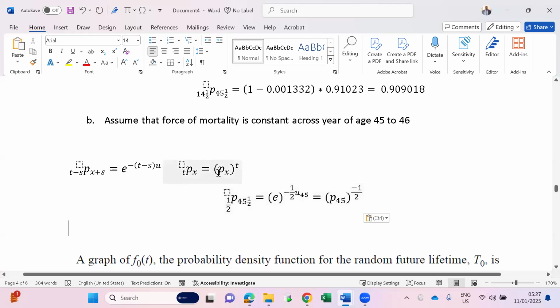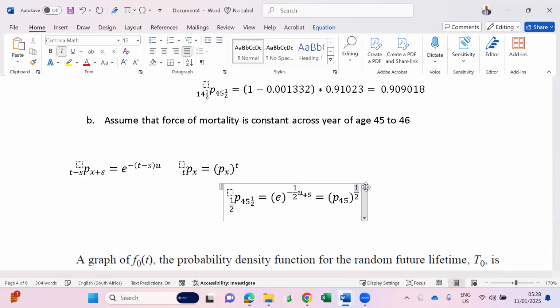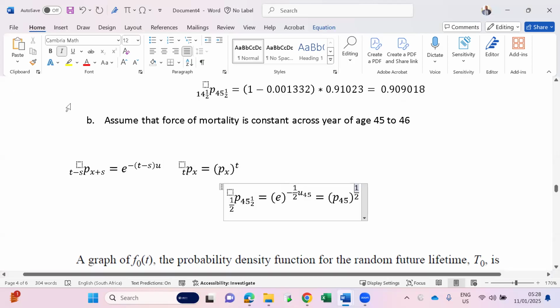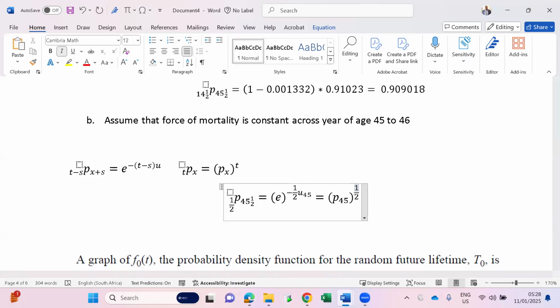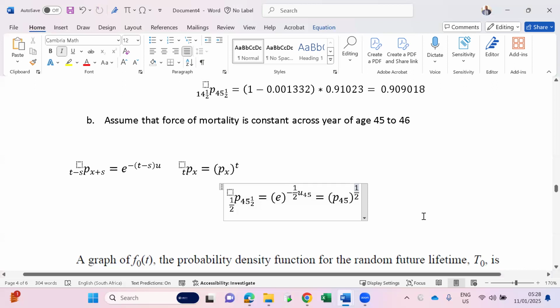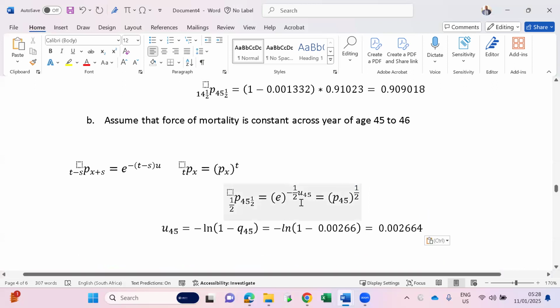Then you have mu45 is equal to p to the minus half, because we're doing 1 minus half, right? And so it should actually be p to the half, if I'm not mistaken. So this half will fall, and that half will fall. And then you'll just have a negative mu. So that's negative ln of p. So this was ln p, because the half has fallen. So that's ln(1 minus q45).